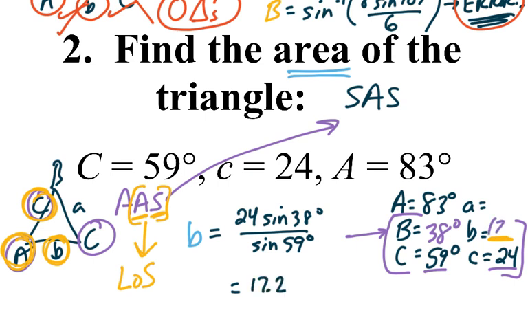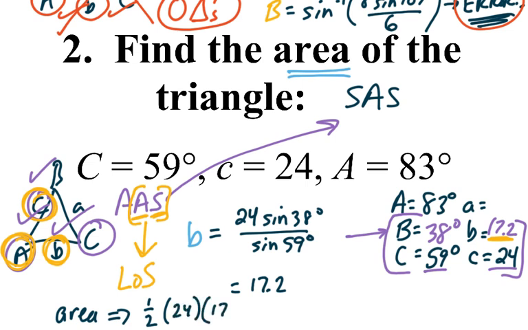Great, so 17.2 goes here. That means I am ready to do side, angle, side. Here we go, area. One half side, and one side could be the 24. The other side can be the 17.2 times the sine of, now it's really important you pick the right angle. The angle here that's in between the two sides is angle A, and that would be 83 degrees. We punch that in, and we should get a pretty good size area.